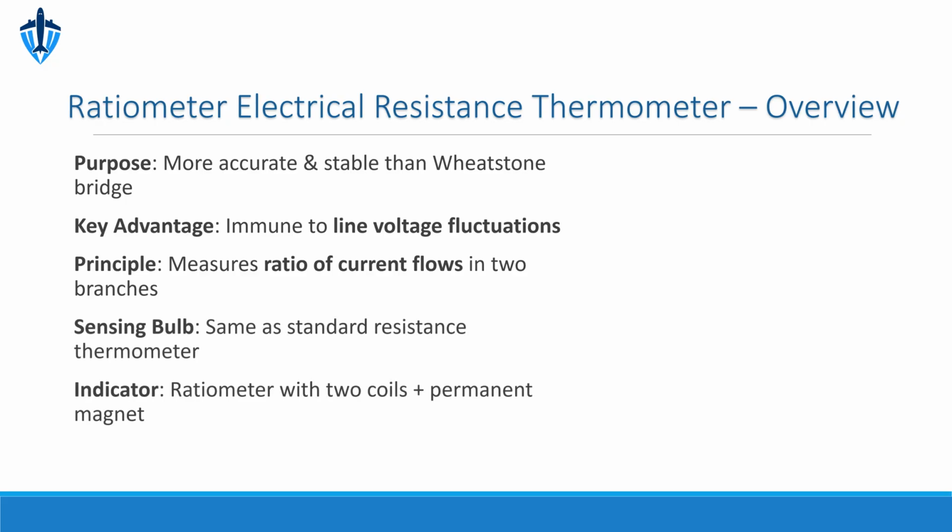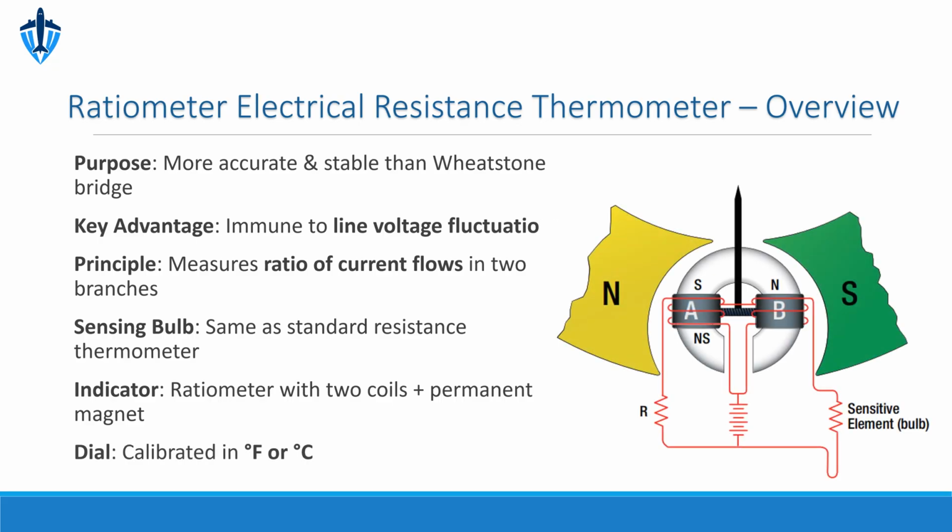Inside the cockpit indicator, a ratiometer uses 2 coils mounted on either side of a pivoting pointer assembly, all within the field of a large permanent magnet. As temperature changes the bulb's resistance, current splits unequally between the coils, creating magnetic fields that interact with the permanent magnet to rotate the pointer. The dial is calibrated directly in degrees. Let's see the figure for the internal layout.